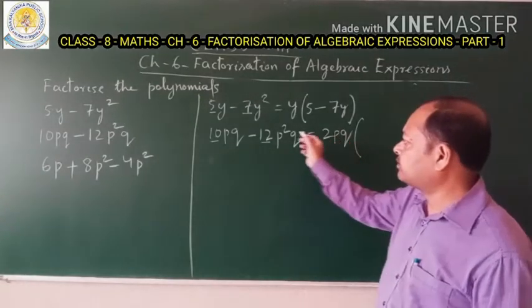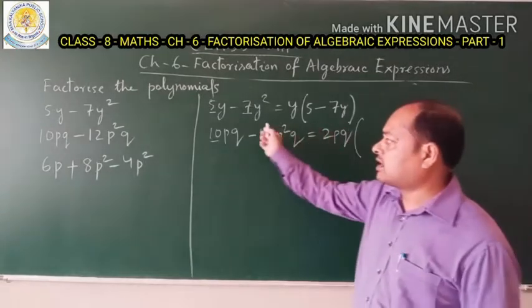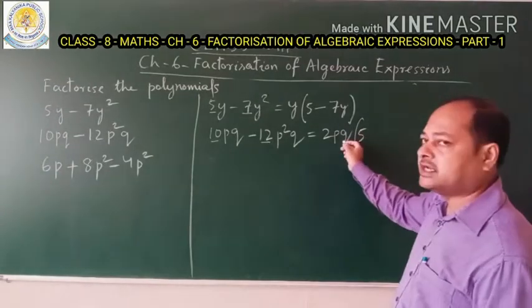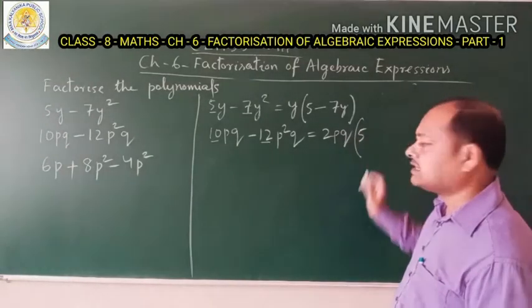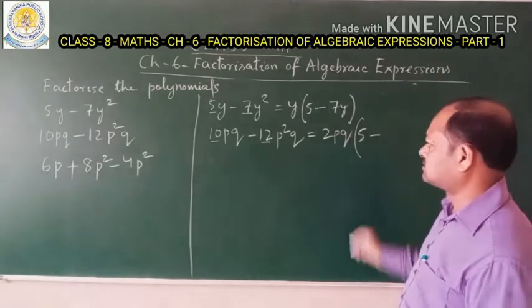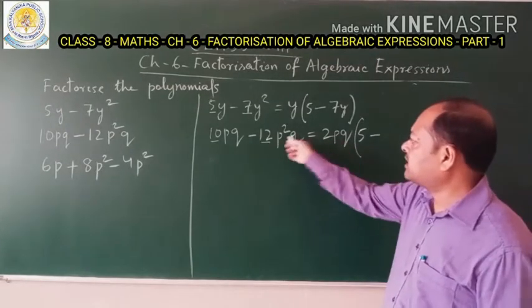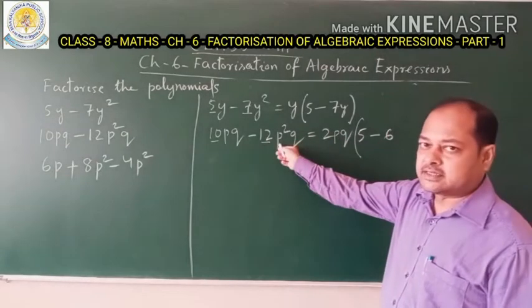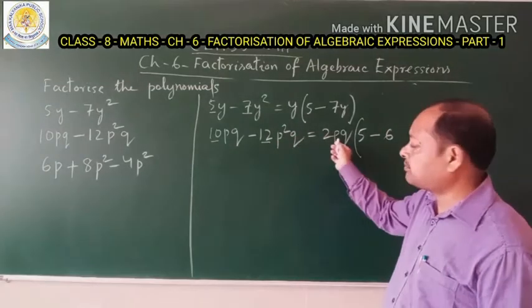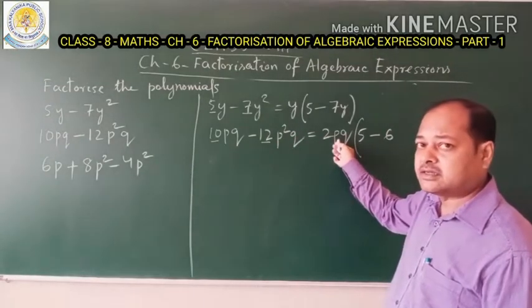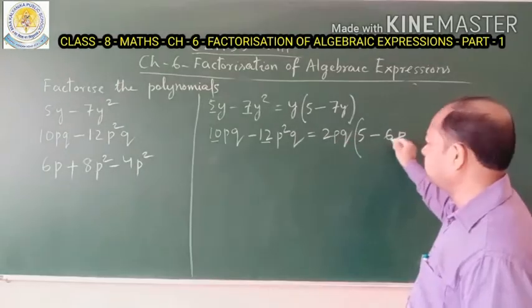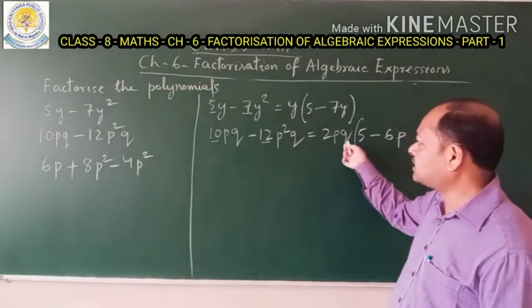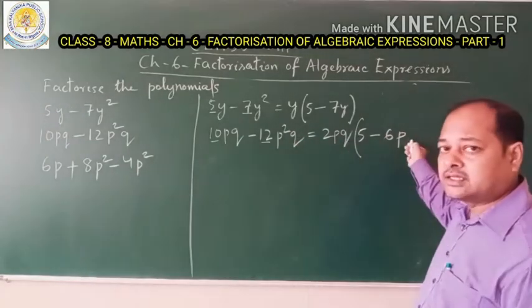So if I multiply 2pq with some term, I will get 10pq. 2 into 5 is 10, and pq has already gone as a common factor, so we don't need to write any literal here. Minus. 12 by 2 is how much? 6. So write here 6, and p square is there. We know that p into p is p square. One p is taken as common, so another p we have to write here, and one q is already common, so no need to write q again.